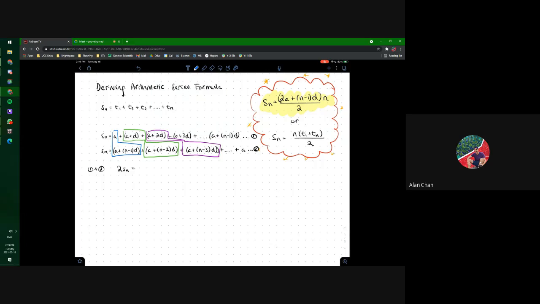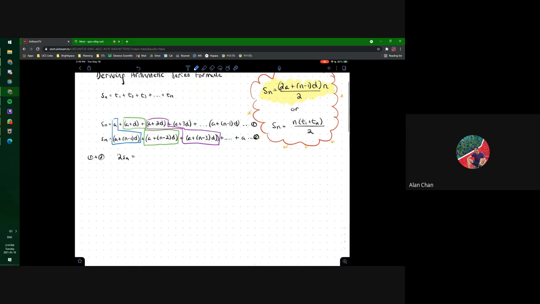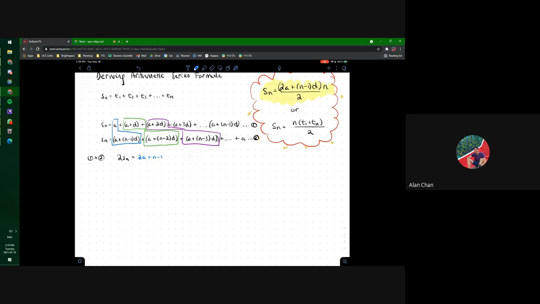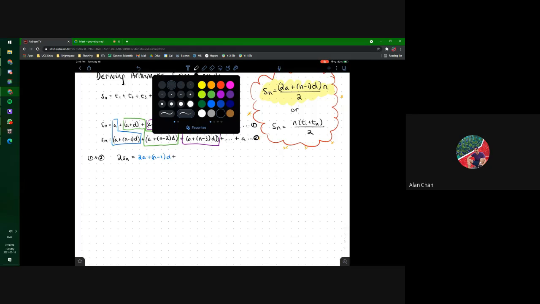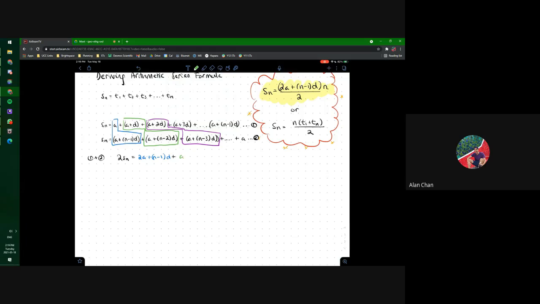So if we add the two blue things together, I'm adding this entire first equation plus the entire second equation. It would just be A plus A, which is 2A, and then plus (n minus 1)D. That's from the blue. Now, look what happens here. When we add the green terms, we've got an A here and an A here, so 2A, plus, and then we've got an (n minus 2)D plus a D. That's just (n minus 1)D, the minus 2 plus 1.